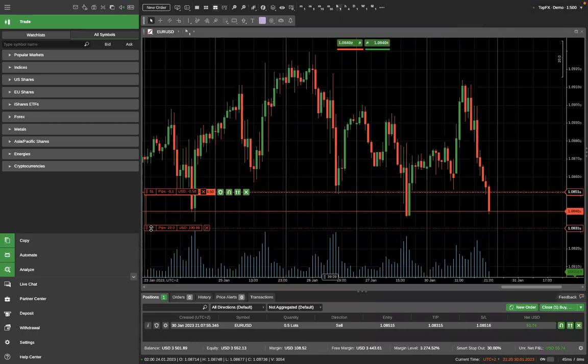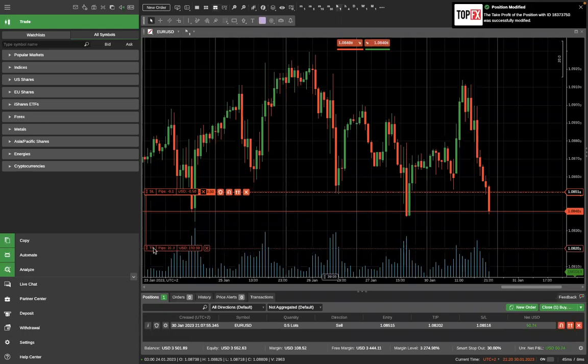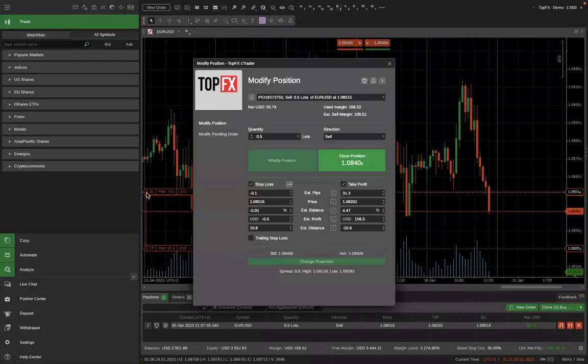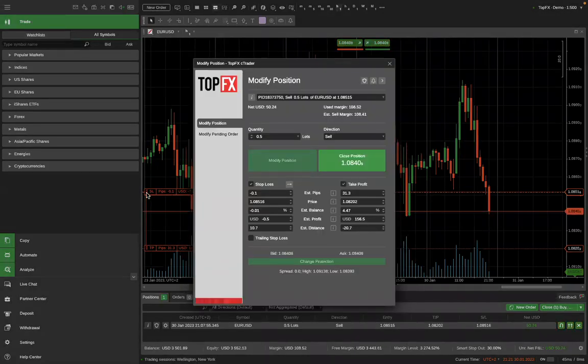Let me just remind you that you can move the take profit level from the chart. That's not a problem. My take profit is now 31 pips, which is 156 USD. Of course, you can do it the other way. If you click here, the modify position window will open, and you can easily close the position, or even manage this position by using some different kind of a stop loss.